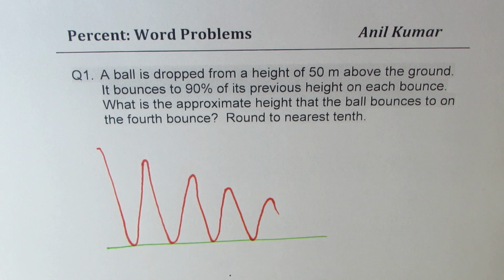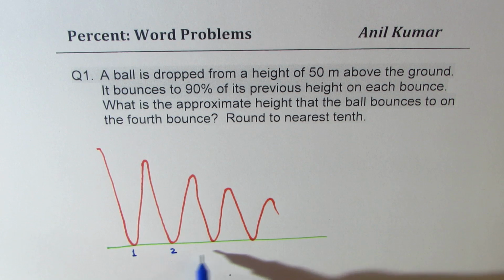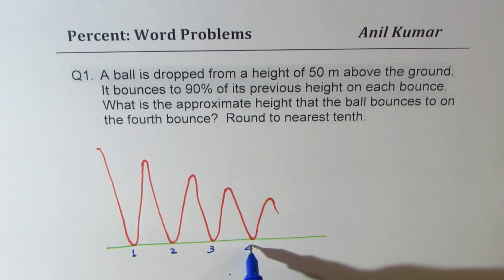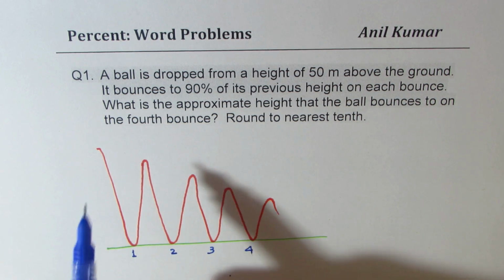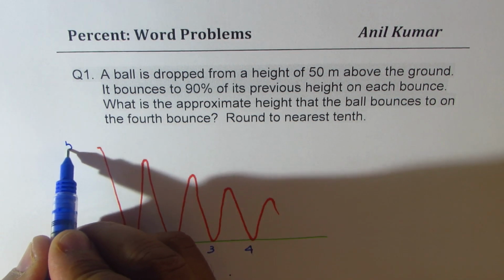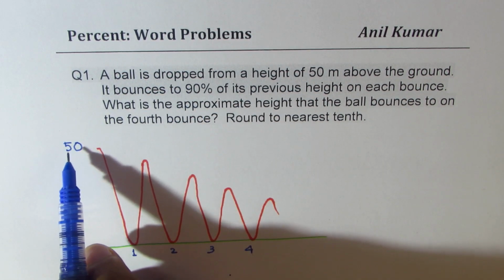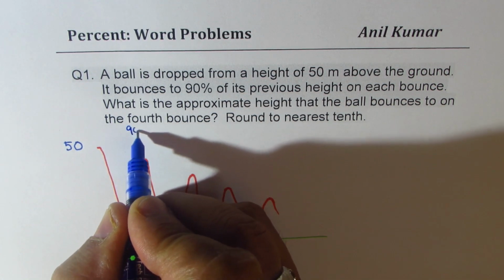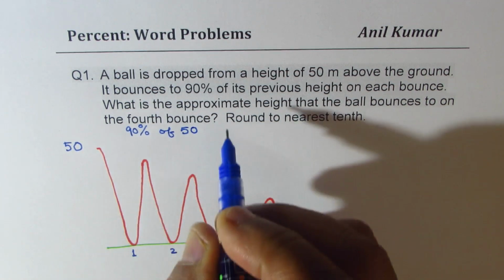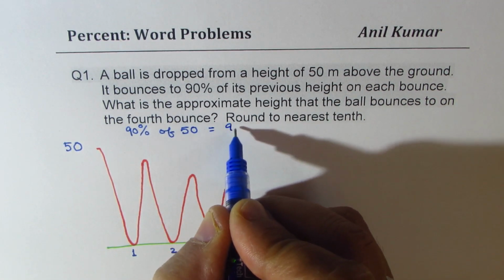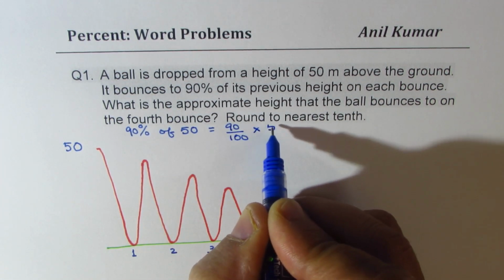So as you can see, these are the bounces from the ground. This is the 1st bounce, 2nd bounce, 3rd, and 4th. So I've kind of stretched it a bit so that you could visualize correctly. Now the height here starting was 50 meters, correct? Now when I say 90% of 50, it means what? It means 90 over 100, 90% of means times 50, correct?